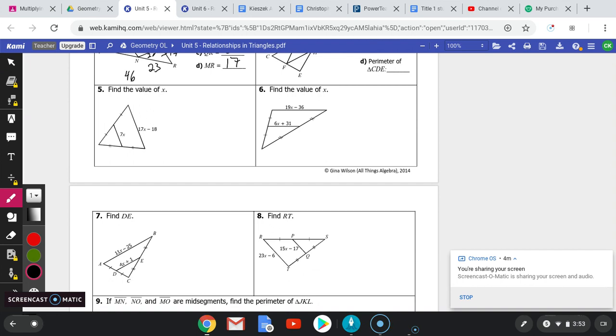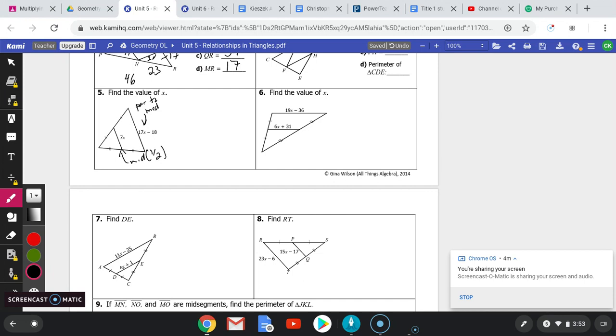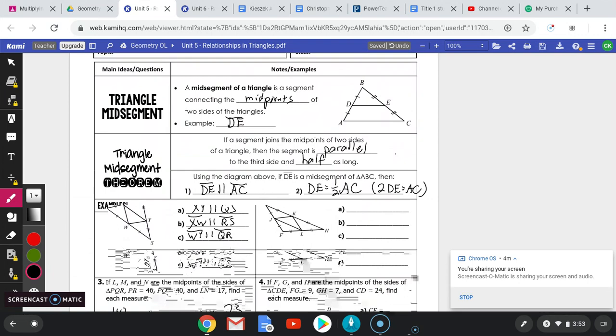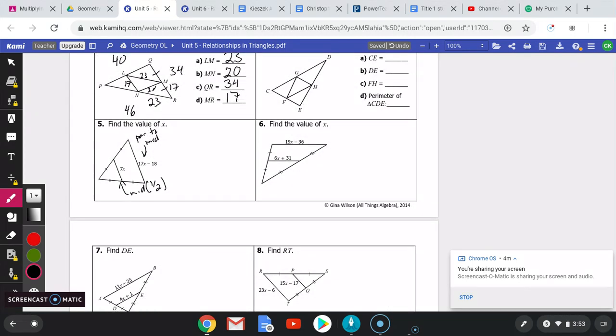So how would I set this problem up here? Well, we would say this is the mid-segment, and then this side is what's parallel. So what do we know from what we talked about before? Well, we know that this mid-segment is half as long as this side. That's why we wrote this up here before: 2 times the mid-segment is equal to that parallel side. So 2 times 7x equals that third side, 17x minus 18.